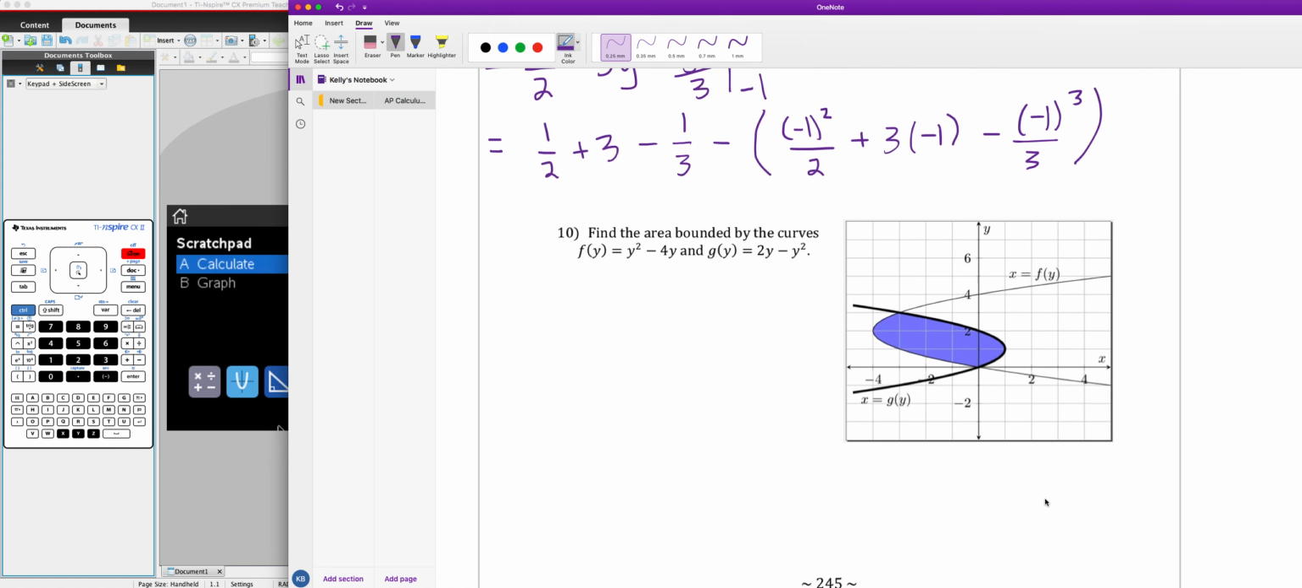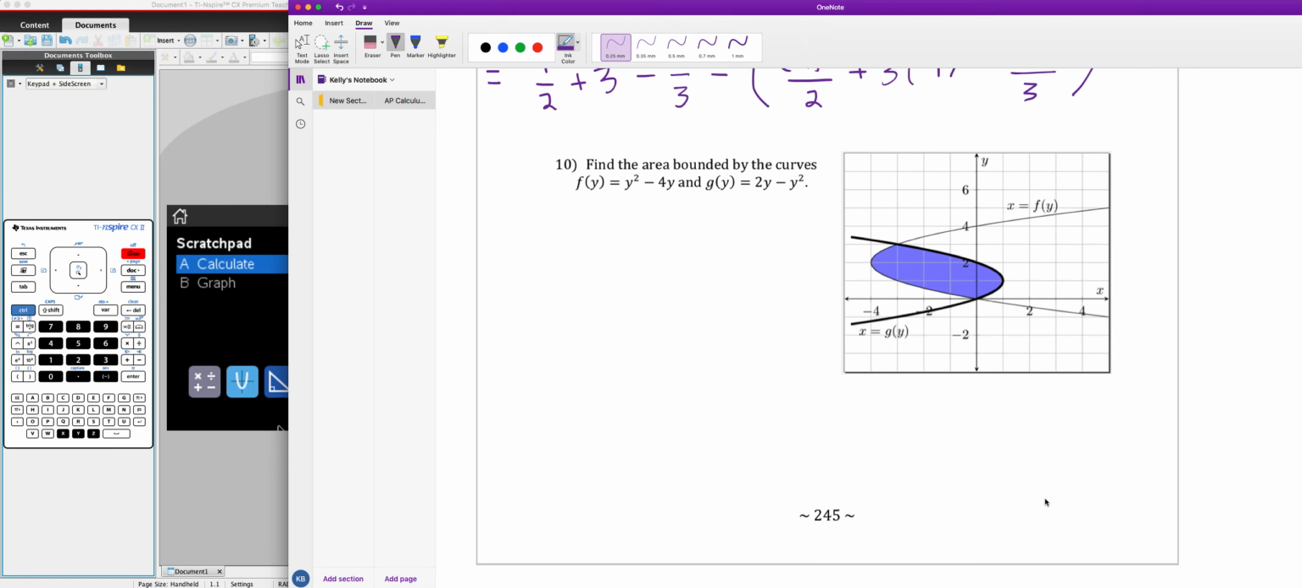Okay, for our next example, I'm going to have you guys pause the video right now and you come up with what you think our right curve is and what our left curve is.